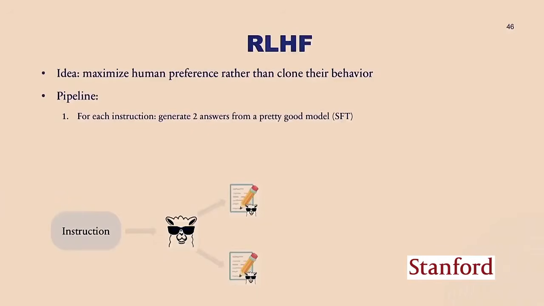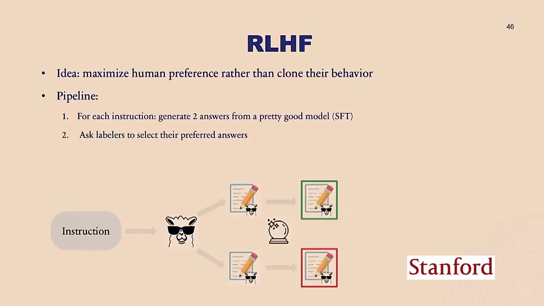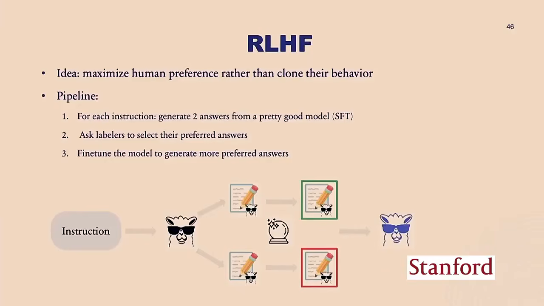And the way we're going to do that, so the pipeline, is that for every instruction, you're going to ask a model to generate 2 answers. And usually use a pretty good model. So you usually don't use an LLM here. You use a fine-tuned LLM already to give pretty good answers. And then you ask labelers which of these 2 answers was better. So select the preferred one. And then with different type of algorithms, we're going to talk about the algorithms, you just fine-tune the model to generate more of the green thing than the red thing. So more of the good stuff. So now the question is how, and we're going to talk about that right now.